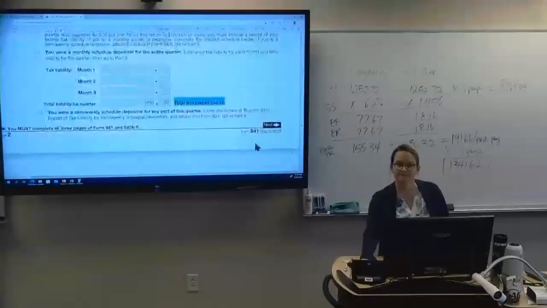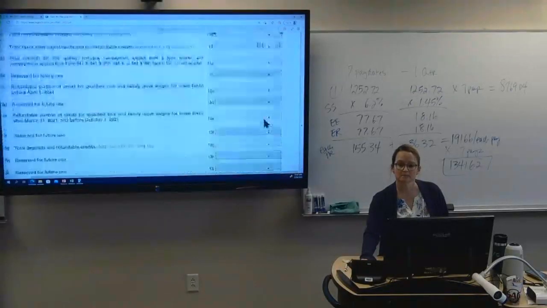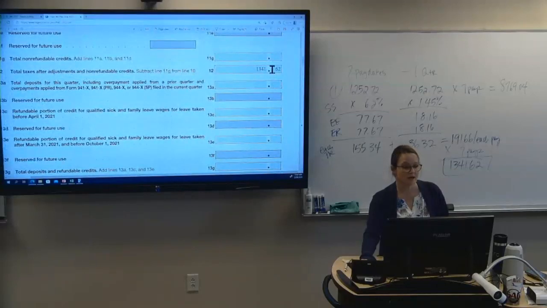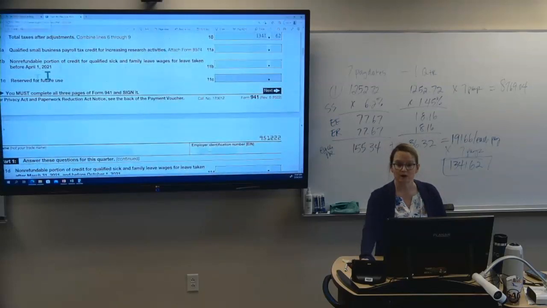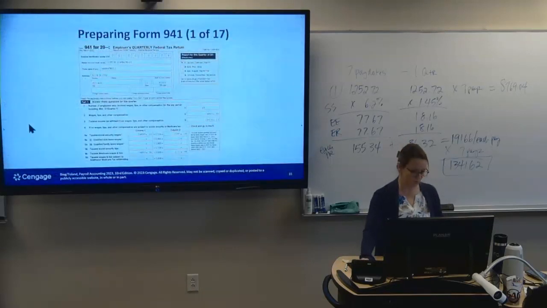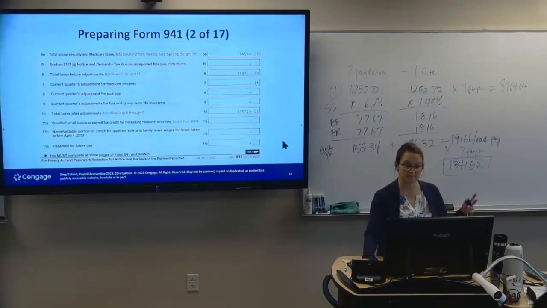So, as it says, this total here must equal this total here. That's why we have that adjustment for fractions of cents. It forces it to be equivalent. We've got another problem that we're going to work on where I think we've got some fractions of cents in there, so we'll get some practice on that. Okay. Does that make sense?